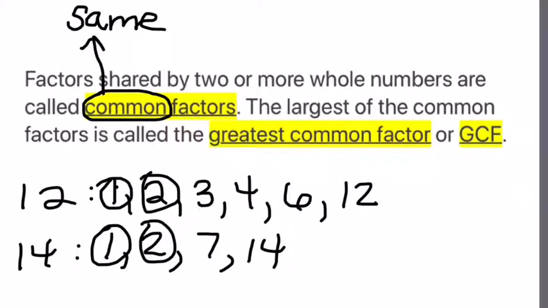The largest of the common factors is called the greatest common factor. So if you have more than one factor that's the same between two numbers, the largest of those same factors is your greatest common factor, or GCF as an abbreviation. Go ahead and pause the video and copy this slide into your notes.